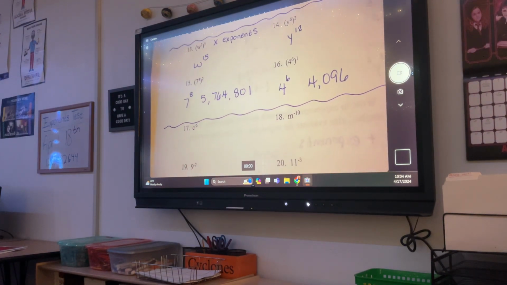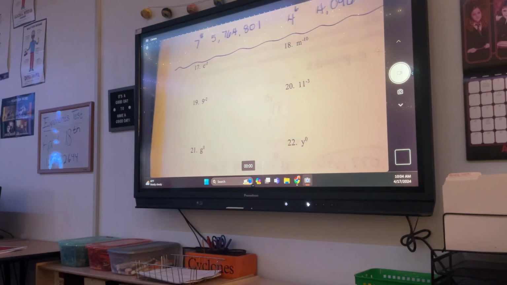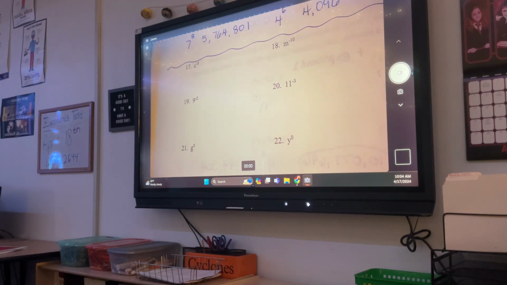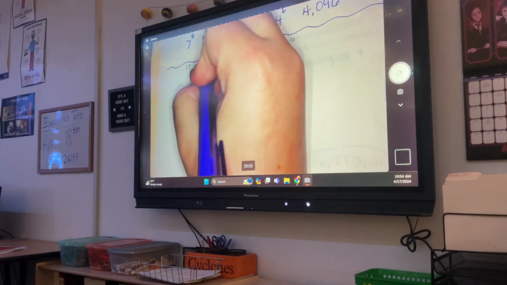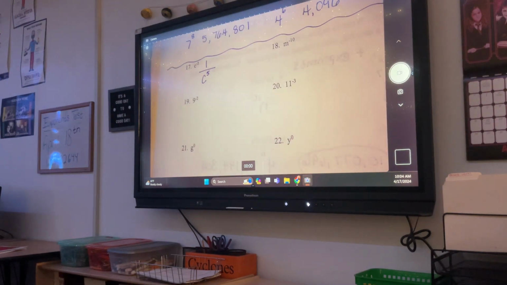Alright, this is the one that got a lot of people yesterday. I don't remember if it was y'all or if it was my last hour. But what happens when you have a negative exponent? You have to change it to a positive by dividing it by 1. So it becomes a fraction. So you have to make this 1 over c to the 5th, and it becomes a positive exponent.